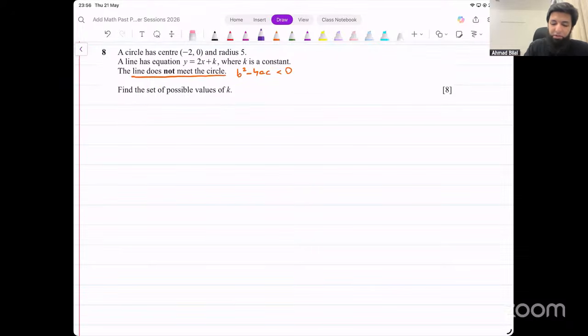What we do for this now is we can write down the equation of the circle first of all. What's the equation of circle given by? It's x minus a whole squared plus y minus b whole squared equals r squared, right? It's also given in the formula sheet for you. That's the equation of circle. X minus minus 2, that becomes x plus 2 whole squared, plus y minus 0, that's just y squared, equals 5 squared, which is 25. That's the equation of the circle.